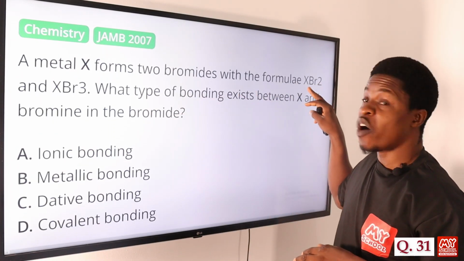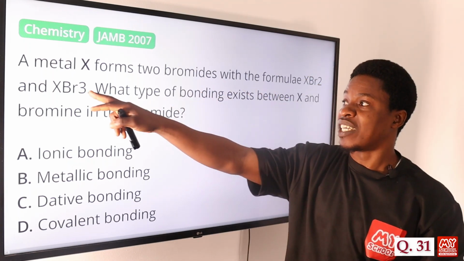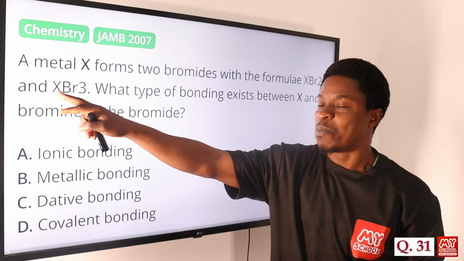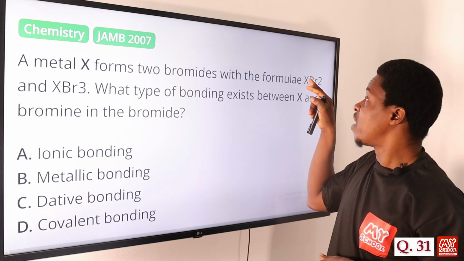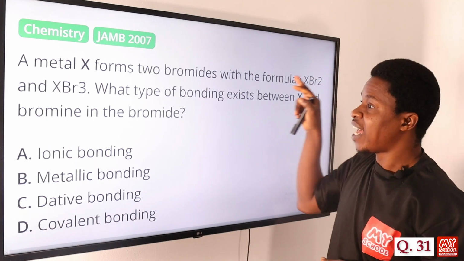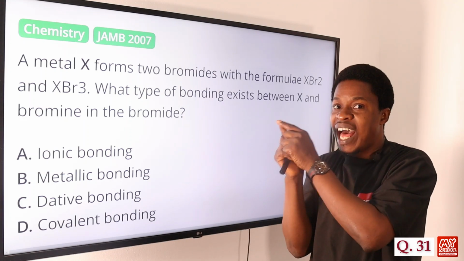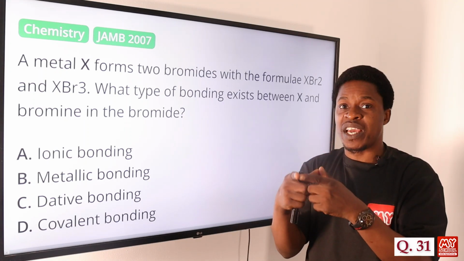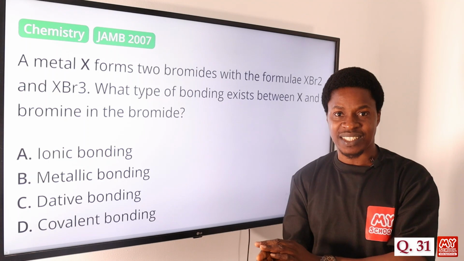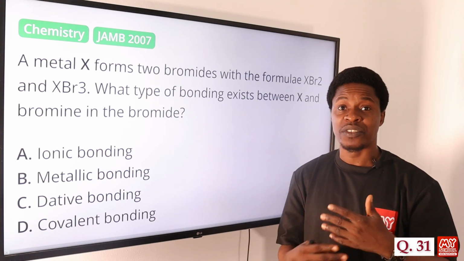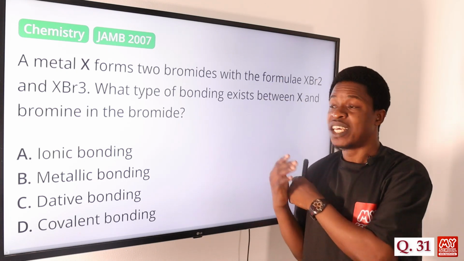So which means that before the bonding, this 2 was actually from X, and in this other case too, this 3 was actually from X. So which means that X has a variable oxidation number. It has a valency of 2 here, plus 2, and it has a valency of 3 here. In other words, that metal is having a variable oxidation number or oxidation state, which is the characteristic of transition elements. This one has plus 2 and plus 3. Of course, you know the elements that possibly could be that.